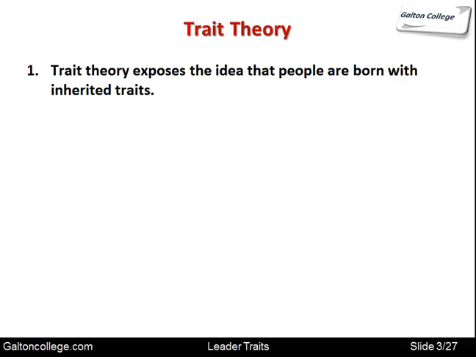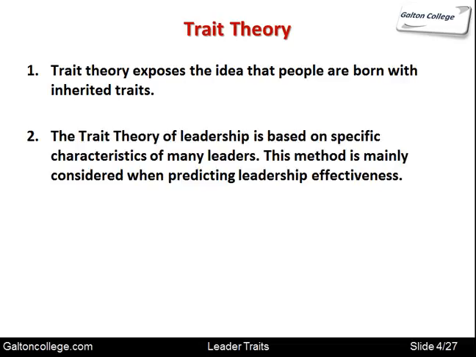And how can these be spotted in individuals, say, at an early stage? In other words, are some people born to be leaders? What are the traits of the good leader, and can we identify those in others? The trait theory of leadership is based on specific characteristics of many leaders. This method is mainly considered when predicting leadership effectiveness.